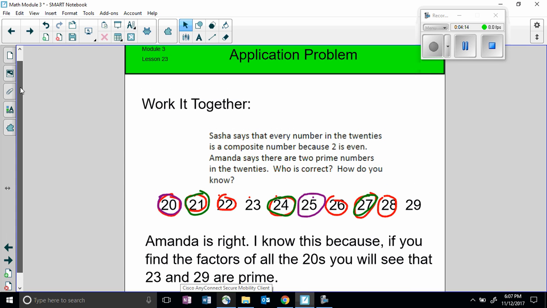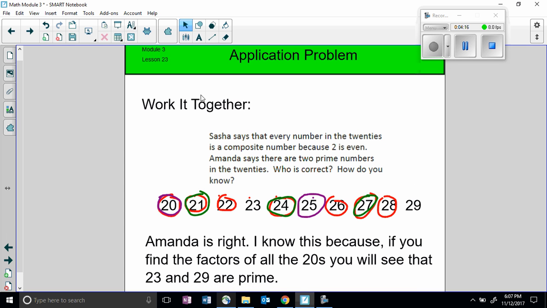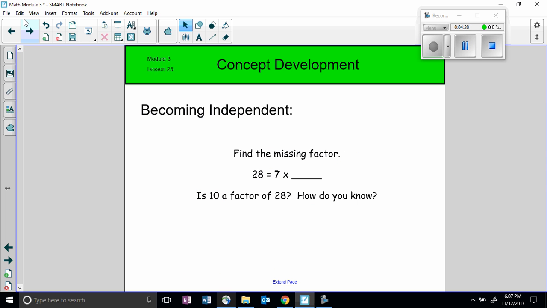But fortunately, we don't have to write it because it was just our work it together problem. Alright, sorry, I probably won't stop, so I'm not even going to promise that I will.